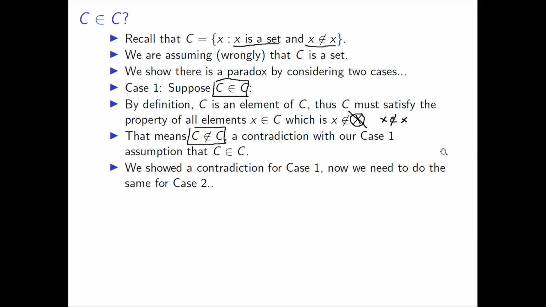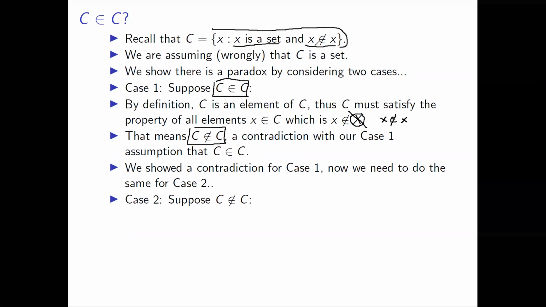So case 2 will have the opposite assumption as case 1. For case 2, we will assume that C is not an element of C. Now, by unrestricted comprehension, we're assuming that C is a set, because unrestricted comprehension tells us that anything that we define this way, where we take all sets X with some property f of X, always gives us a set. So we're assuming right now from unrestricted comprehension that C is a set.